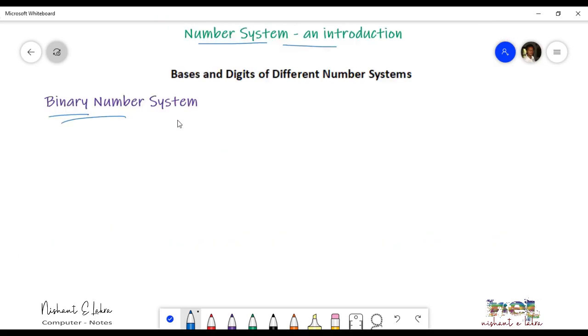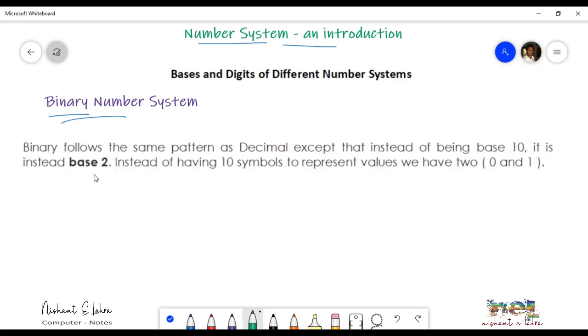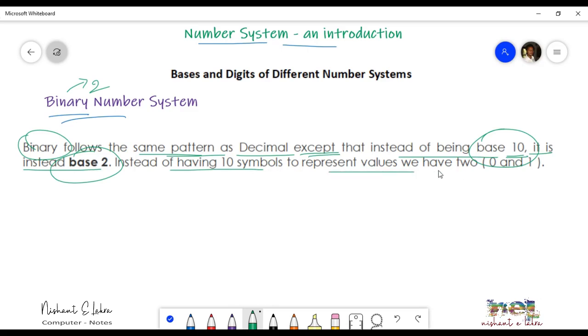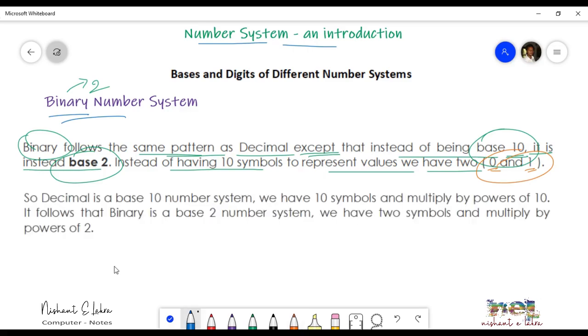Let us understand the second type of number system, that is the binary number system. Now binary follows the same rule, the same pattern as the decimal, except that instead of being base 10, binary's base is 2. And instead of having 10 symbols like in the decimal number system, in the binary number system we have 2 symbols, that is 0 and 1. So we'll represent using 2 digits only, 0 and 1. So the decimal is a base 10 number system.